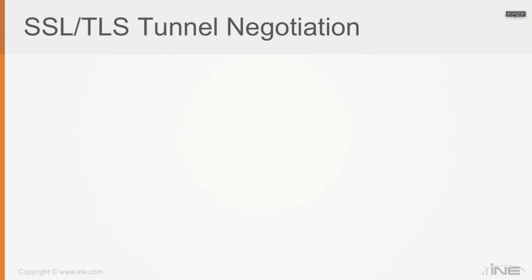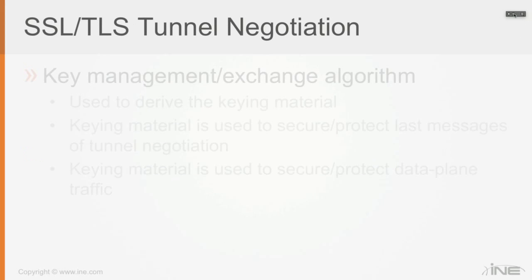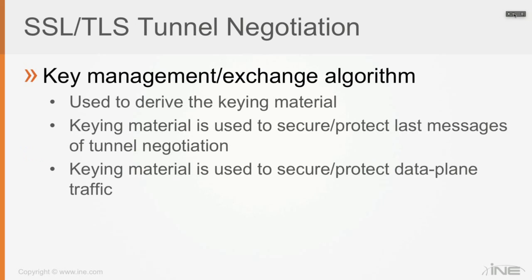Now, in the key management process, just like in the case of IPsec VPNs, we exchange the algorithm which is going to be used to derive the keying material. So the secure keys which are going to be used back and forth on that session to secure the last messages of the tunnel negotiation, so the control plane, and of course to secure also the data plane, which is traffic being sent over the SSL or TLS session.